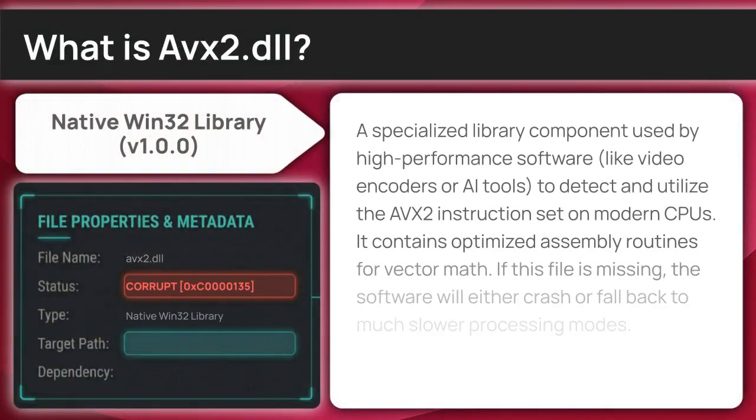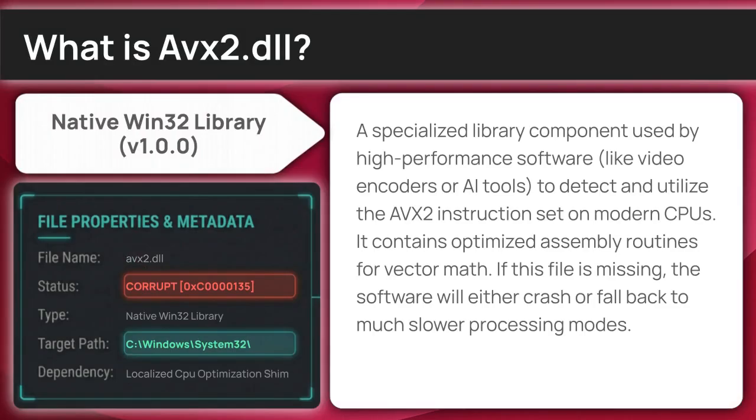This is the Advanced Vector Extensions 2 Library, a specialized library component used by high-performance software, like video encoders or AI tools, to detect and utilize the AVX2 instruction set on modern CPUs. It contains optimized assembly routines for vector math. If this file is missing, the software will either crash or fall back to much slower processing modes. Understanding the file's role is a great start. Now let's look at replacing it.